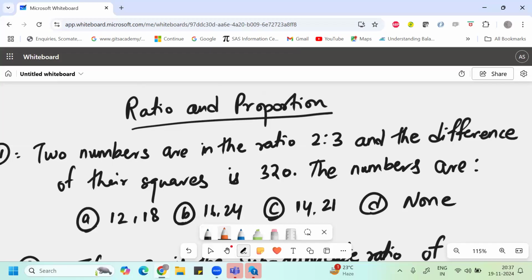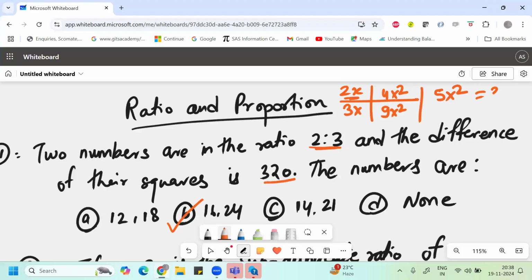So question number one, what is the answer for this? Answer is option B. Everyone, are you able to do this question? Two numbers are in ratio 2 is to 3. Take one number 2x, take another number 3x, and the difference of the squares. So what would be the square of 2x? 4x square. What is the square of 3x? 9x square. So what is the difference of 4x square and 9x square? The difference is 5x square. That is equal to 320.